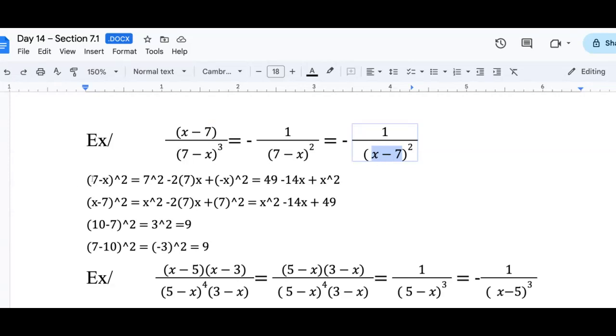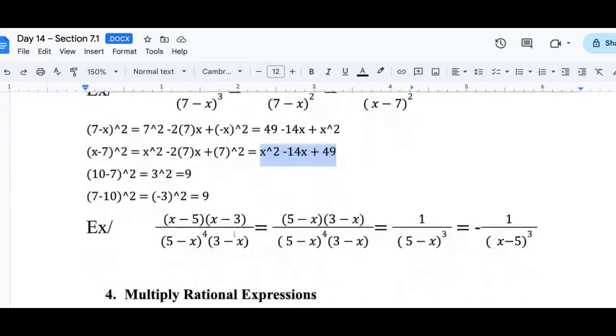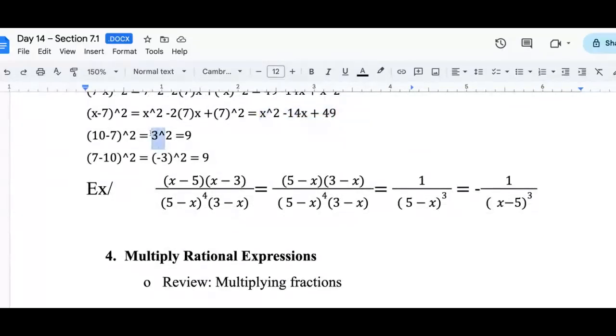Okay, so this shows us 7 minus x squared, in the end we get 49 minus 14x plus x squared. X minus 7 squared, we also get positive x squared, positive 49, negative 14x. Just the position changed a little bit. Right. Given an example, 10 minus 7 squared would be 3 squared, which is 9. 7 minus 10 squared would be negative 3 squared. Well, negative 3 times negative 3 is still positive 9.